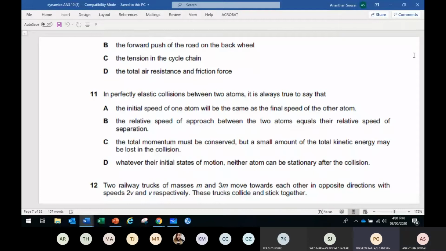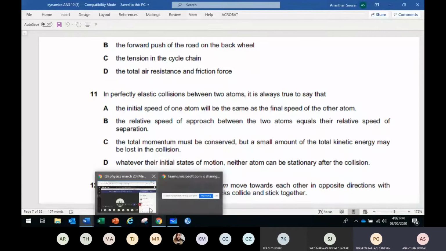In a perfectly elastic collision between 2 atoms, it is always true to say that what is the answer? The initial speed of one atom will be the same as the final speed of the other atom. The relative speed of approach between the 2 atoms equals the relative speed of separation. The total momentum must be conserved, but a small amount of total kinetic energy may be lost in the collision. Whatever the initial state of motion, either atom can be stationary after the collision.